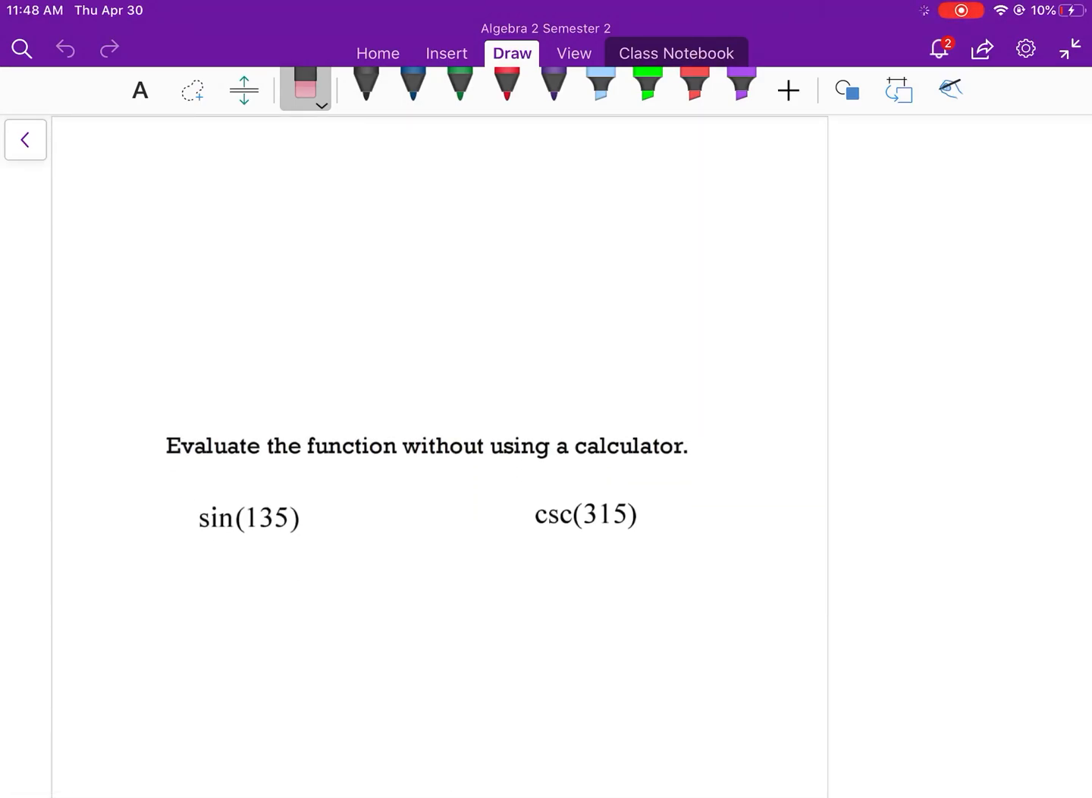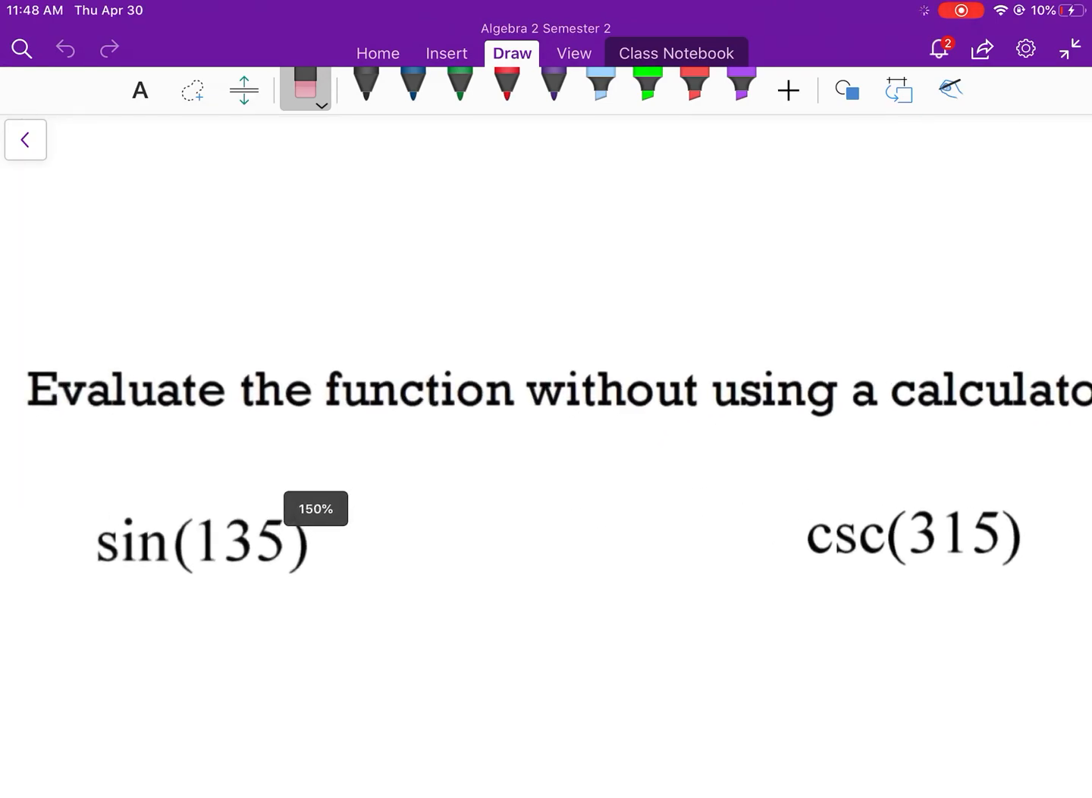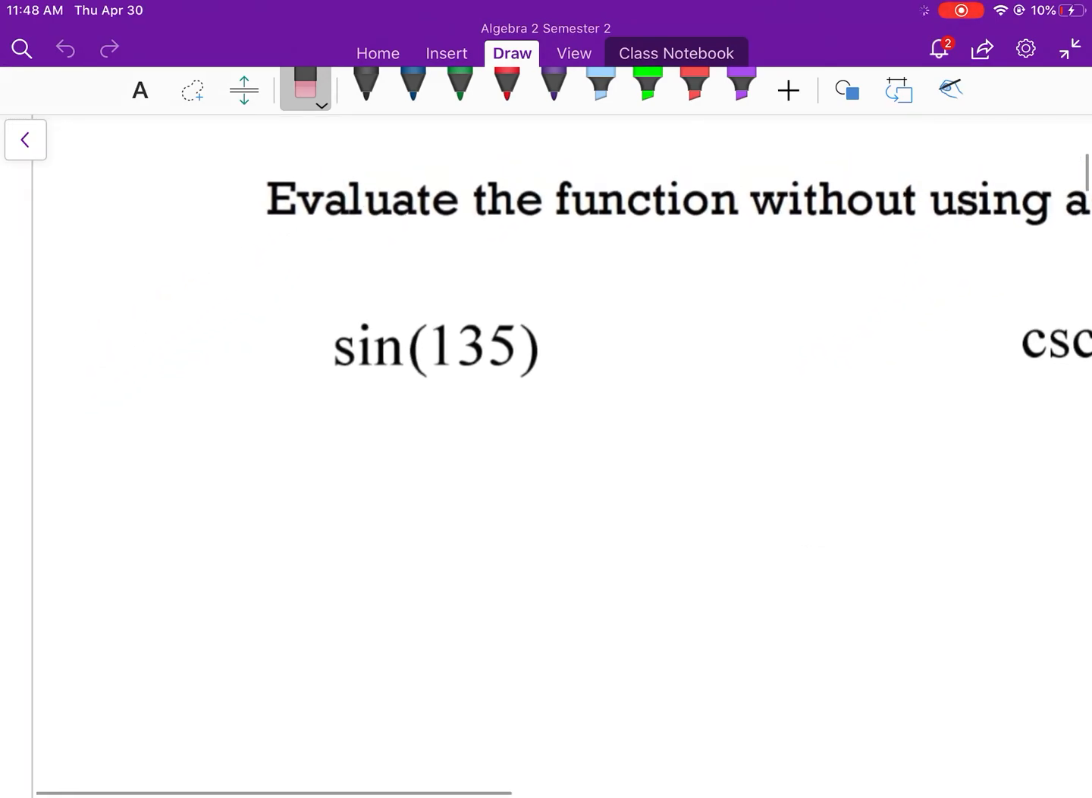Alrighty, 13.4. Before we get into it, let's do a little review. Evaluating functions without using a calculator. Anytime you're doing this, the first thing you need to do is sketch the angle that is given. Sometimes it's given in degrees, sometimes it's given in radians. This time it is degrees. Okay, so 135, we need to sketch that angle.